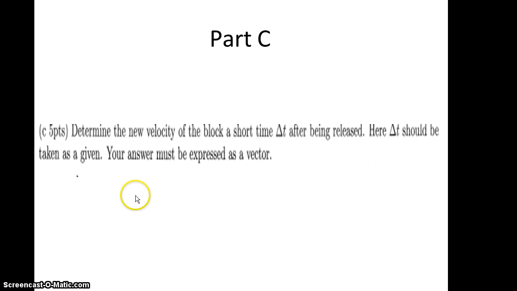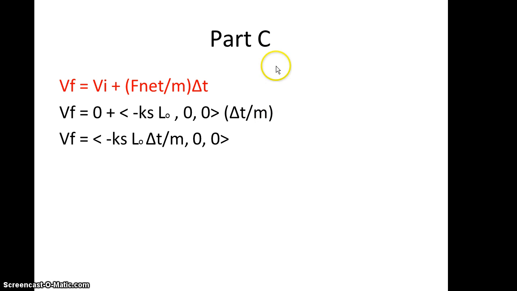Part C. Determine the new velocity of the block a short time delta t after being released. Here delta t should be taken as a given. Your answer must also be in vector form. So knowing Newton's second law, we know that the final velocity equals initial velocity plus the net force over mass times delta t, the change in time. So we're trying to find the final velocity in this case. We know that it starts at rest, as stated in the problem, so initial velocity is 0 meters per second.